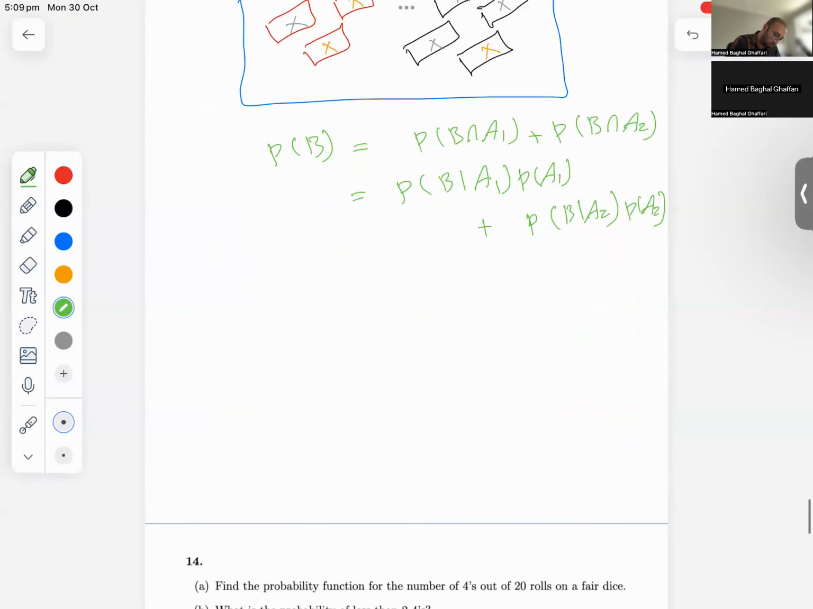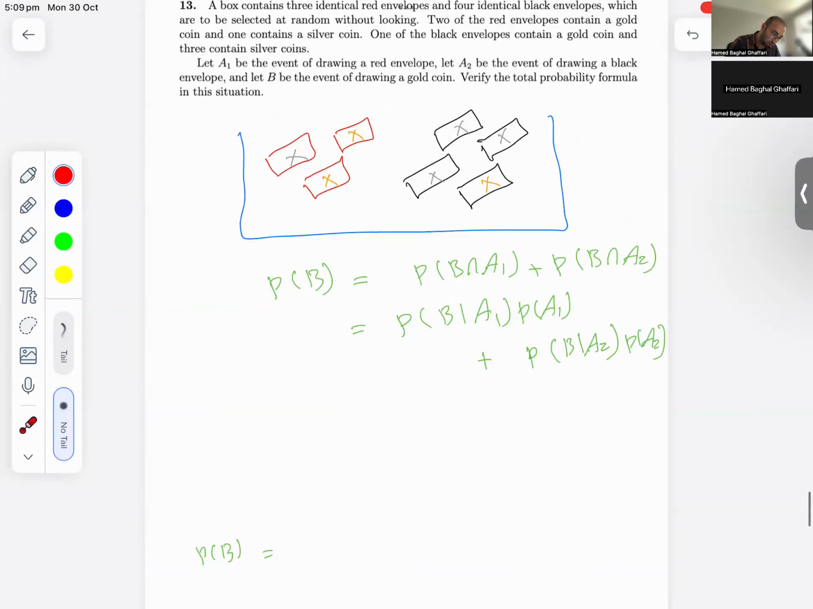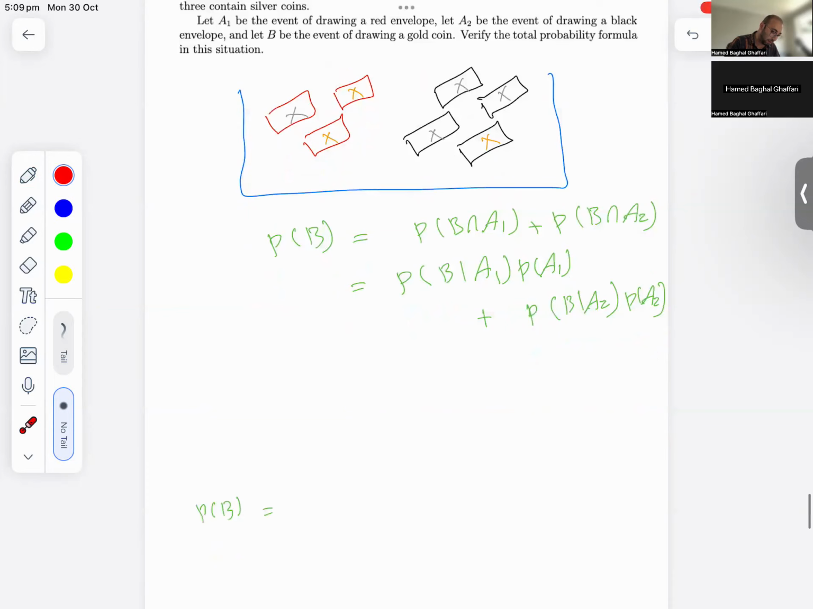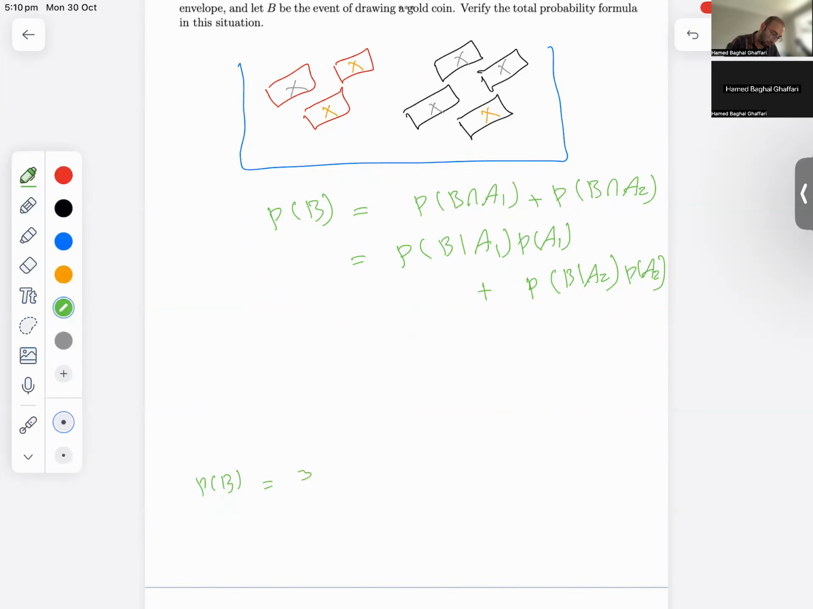Now, the probability of B, so let's do it right here. We see from here the gold. How many golds do we have? 1, 2, 3. So 3 out of 7. What else do we need actually? B gold among the red packets: 2/3. And B given A2 will be 1/4.